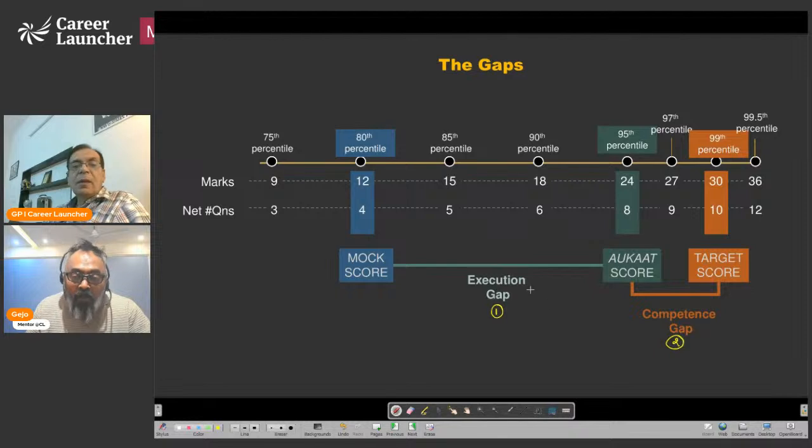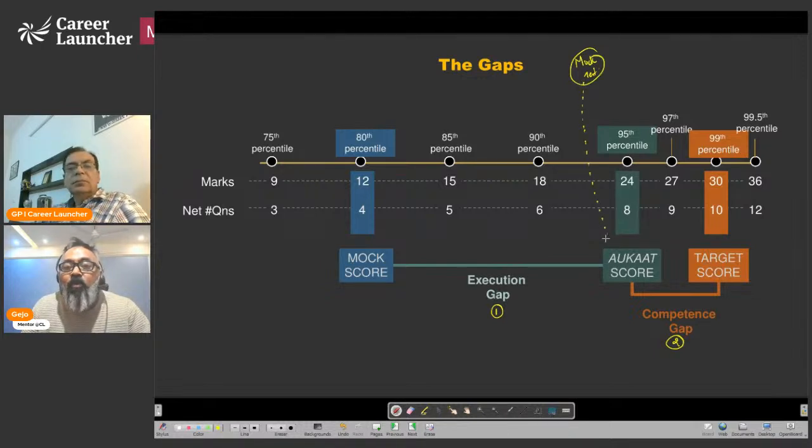The important thing that you have to do is that after every single mock test, you have to redo all the questions and understand what is the score that you could have got if you had all the time. And then you look at, I think that in quant, I can guarantee you, while the competence gap exists, there'll be a significant execution gap, right?